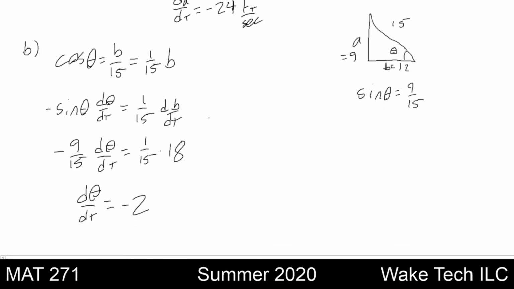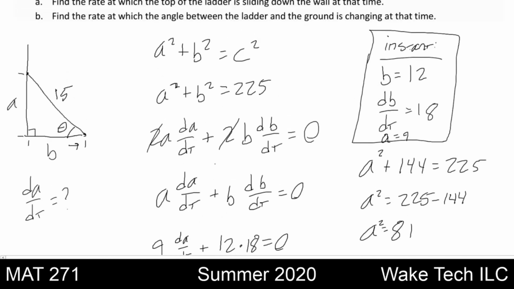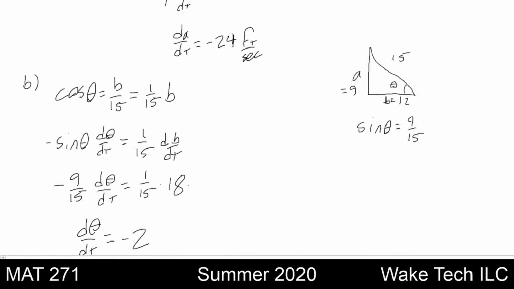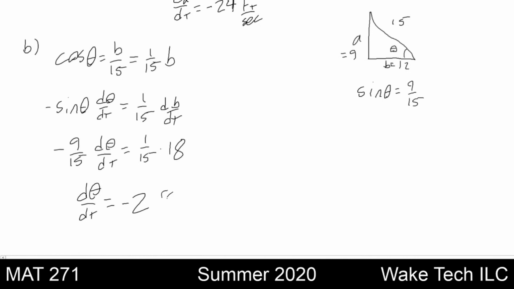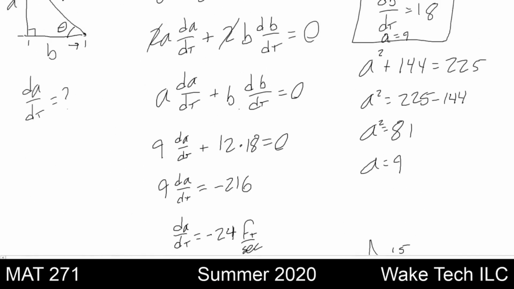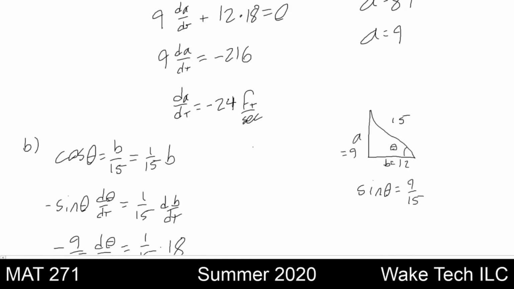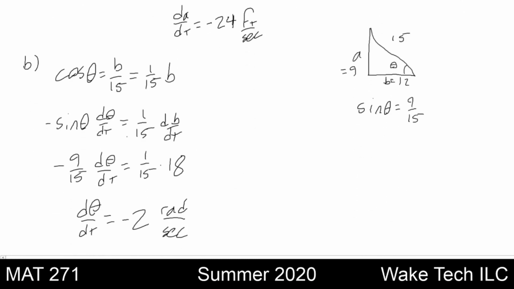And since my original measurements in theta should be measured in radians, we just assume radians, especially when we're talking about derivatives here, then this would be -2 radians per second. And this makes sense that it would be negative as well, because the ladder is falling down the wall here, and that means this angle is becoming smaller. Now that we've answered both part A and part B, we're done.